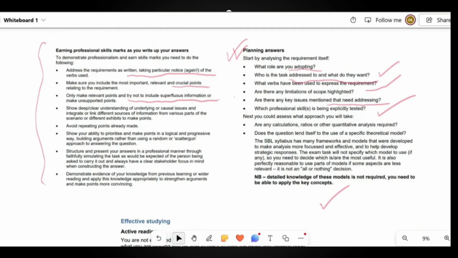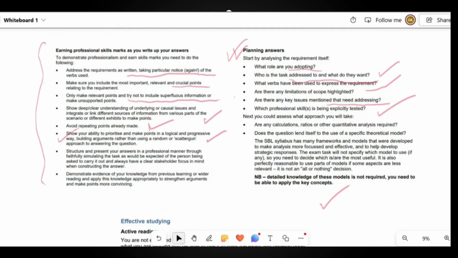You should know which strategy you are following and which problem you are going to address. You have to be very well aware. Avoid repeating points already made. Don't make them repeatedly, it's a waste of time, and you are consuming double time on the same thing. The marker knows, because they are also professional ACCA members, and they know what students are doing. So show your ability to prioritize and make points in a logical and progressive way. It's a very important thing.